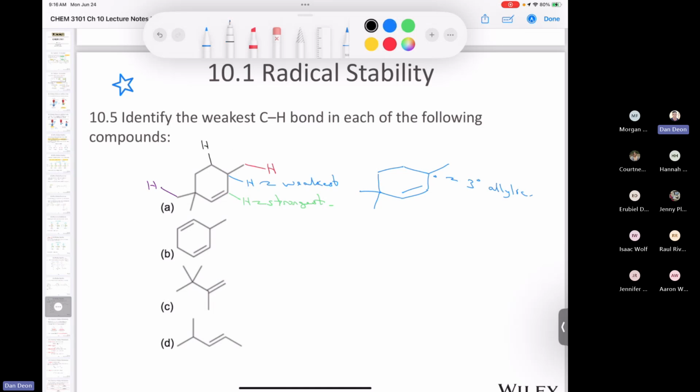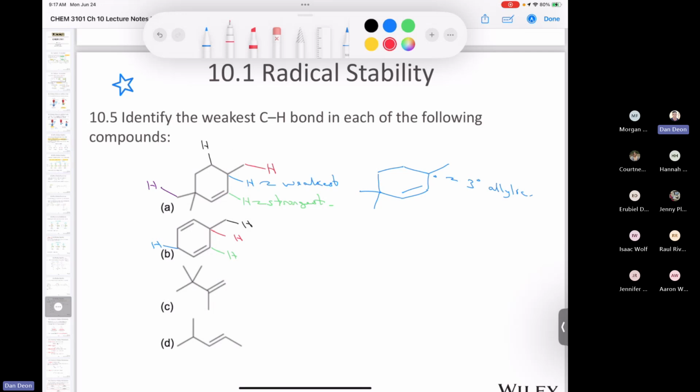So this one, let's try it again. I put a black proton here and a red proton here and a green proton here. And then we'll put a blue proton there. Could anybody identify the weakest carbon-hydrogen bond there? Yeah, thanks, Hannah. It's the red one.